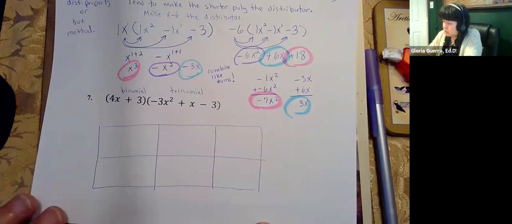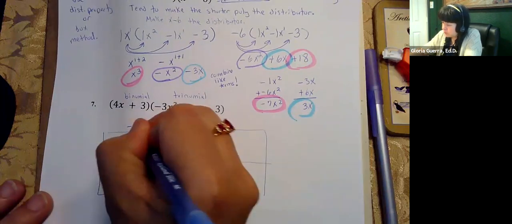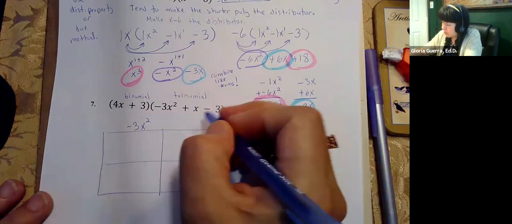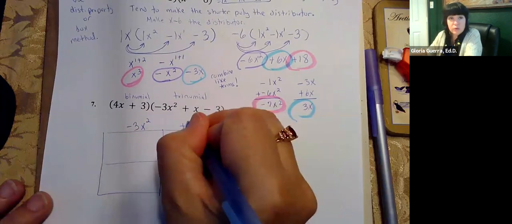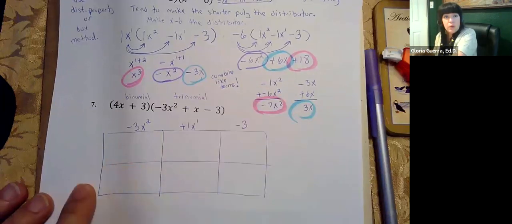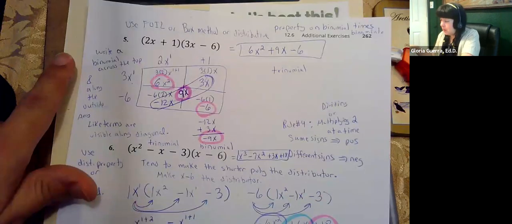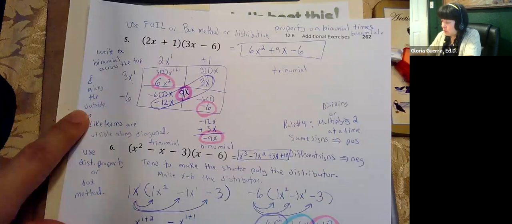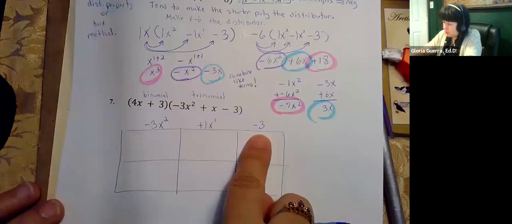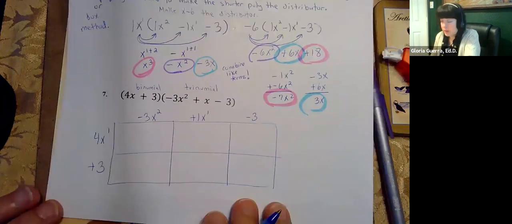And I would write the trinomial across the top, negative 3x squared plus 1x to the first power minus 3. I write the trinomial across the top, and then I drop the binomial to the side here. Okay. And then we start multiplying.